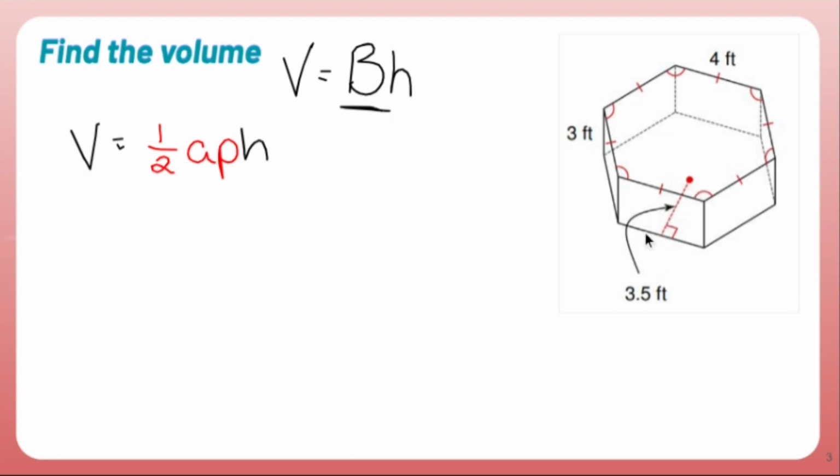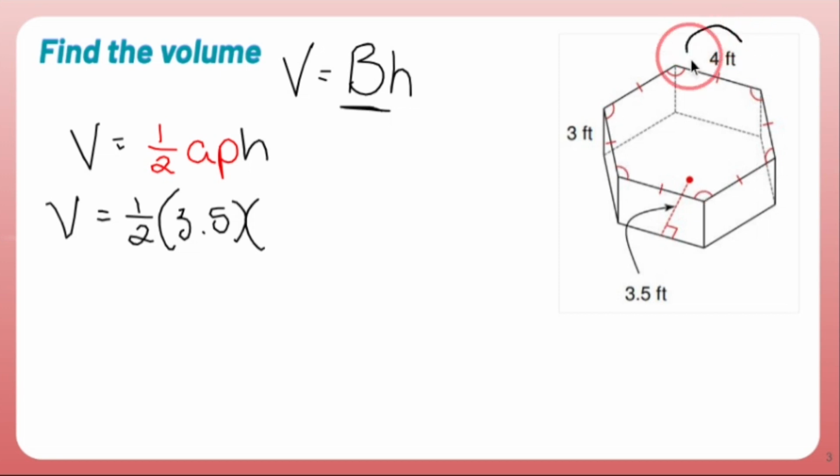So the apothem in this case is 3.5 feet. If I wanted to find the volume of this, it's 1/2 times the apothem, 3.5, times the perimeter. Now what we have is a hexagon, which means there are 6 sides. All of these sides are 4 feet. So the perimeter is going to be 4 feet 6 times. So that's 4 times 6. Now we're going to multiply that by the height, which appears to be 3 feet.